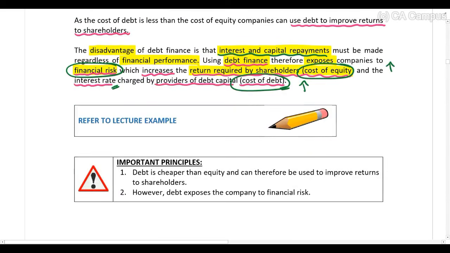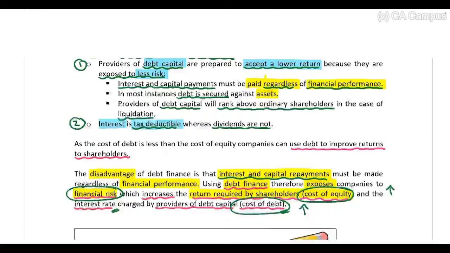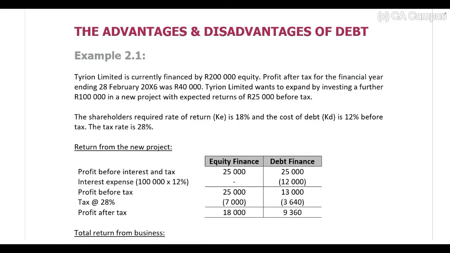All right, so let's go and look at the lecture example for this section. It's lecture example 2.1. Tyrian Limited is currently financed by 200,000 Rand equity. So currently they don't have any debt in their capital structure, they only have equity finance. Profit after tax for the financial year ending 28 February 20x6 is 40,000 Rand. So that's their profit after tax for the 20x6 financial year.